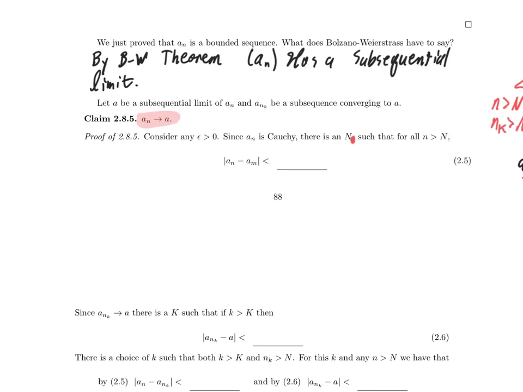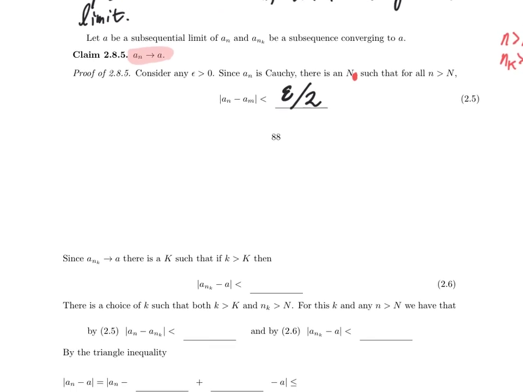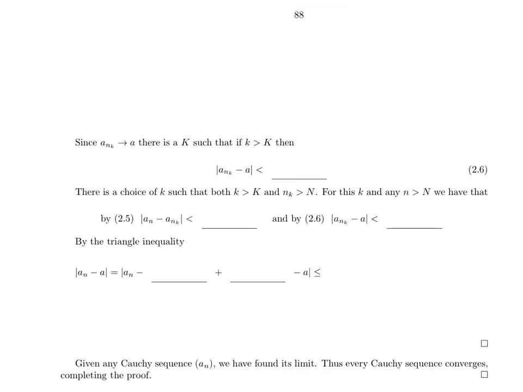Consider any epsilon bigger than 0. This is an epsilon-N proof. Since a sub n is Cauchy, there exists some big N, I've just come up with my choice of big N, such that for little n and little m bigger than big N, the absolute value of a sub n minus a sub m is less than epsilon over 2. Since a sub n sub k converges to A, there exists some big K such that whenever little k is bigger than big K, the absolute value of a sub n sub k minus A is less than epsilon over 2.